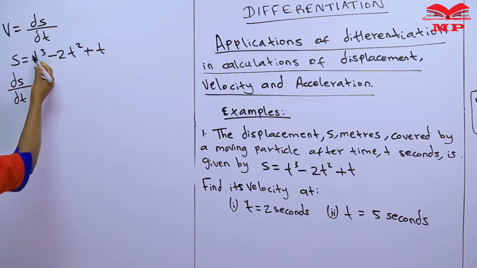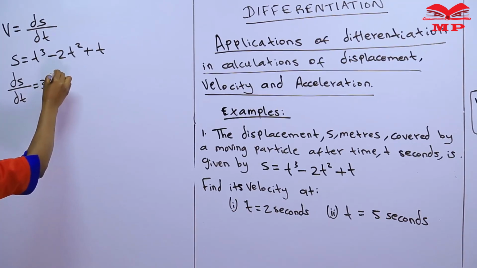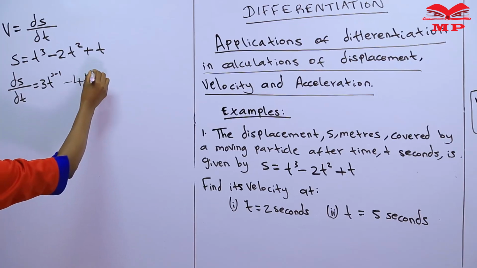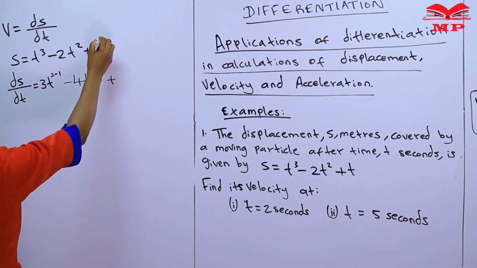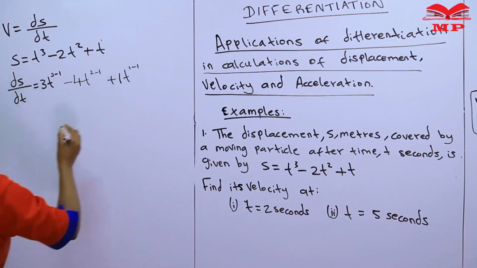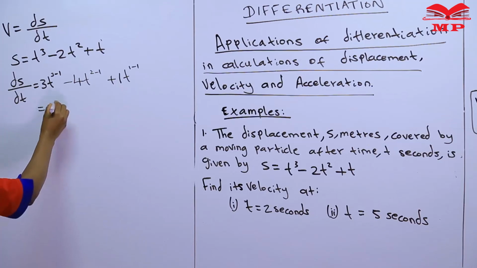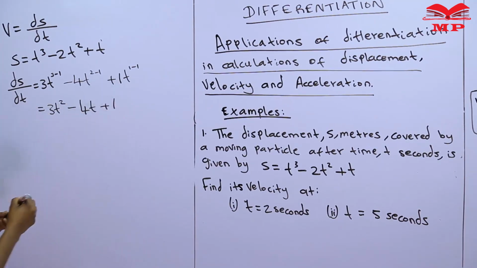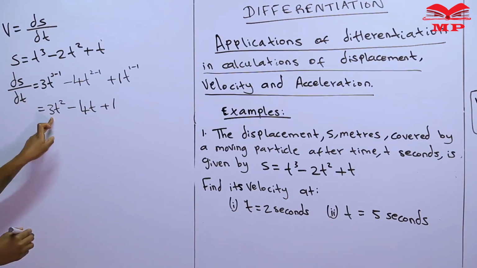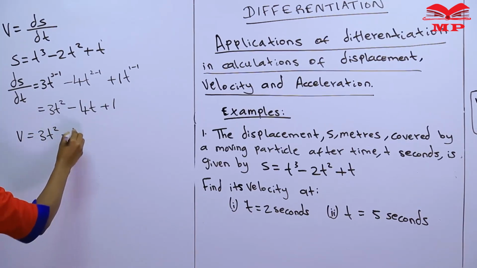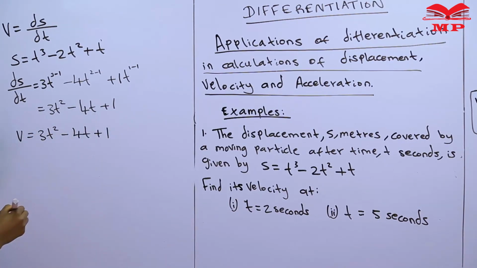So this one will be 3 times 1, 3t to the power 3 minus 1. Then minus 2 times 2, that is 4, t to the power 2 minus 1. Then plus, here we have 1 times 1, we have 1t to the power 1 minus 1. So we are going to have 3t squared minus 4t, then plus 1. That is our gradient function. So our v therefore is equal to 3t squared minus 4t plus 1. This is the equation for velocity.